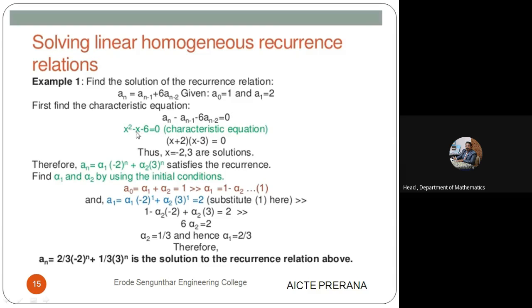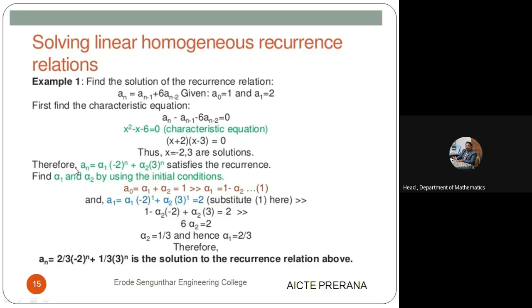Now we factorize this equation. It is a quadratic equation in x. Therefore, this equation has two roots. That is (x + 2)(x - 3) = 0. Therefore, x = -2, 3. x = -2, 3 are the roots of this recurrence relation. Here the roots are real and also different.